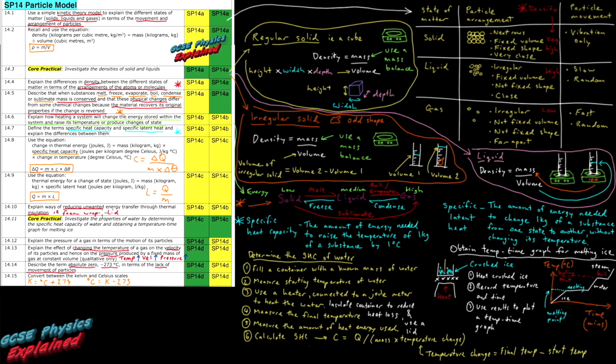Explain ways of reducing unwanted energy transfer through thermal insulation. In other words, wrap up something in foam or put a lid on it if you don't want to waste thermal energy from that thing. 1 mark for each of those things. Now here we go, here's the 6 marker, this is your core practical. So this will definitely be on the exam. Investigate the properties of water by determining the specific heat capacity of water and obtaining a temperature time graph for melting ice. So here's how to determine the specific heat capacity of water.